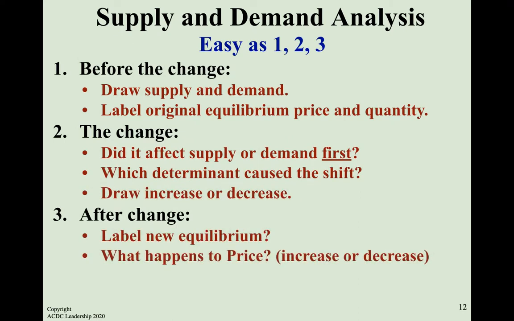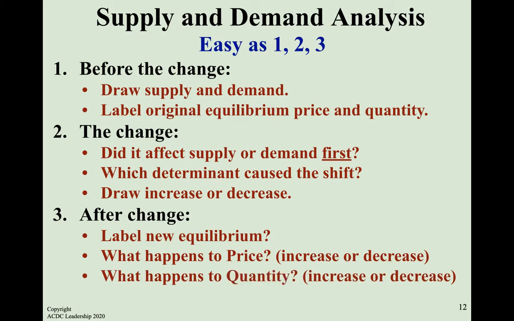So when we look at supply and demand, you're going to examine three things. One, what did it look like before the change? You draw your supply and demand, and you label the original equilibrium price and quantity. And then when a change takes place, does it impact supply or demand first? Which determinant caused the shift, and was it an increase or decrease? You draw this, and then after the change, you label the new equilibrium. What happened to the price at the new equilibrium? Did it increase or decrease? What happened to the quantity at the new equilibrium? Did it increase or decrease?